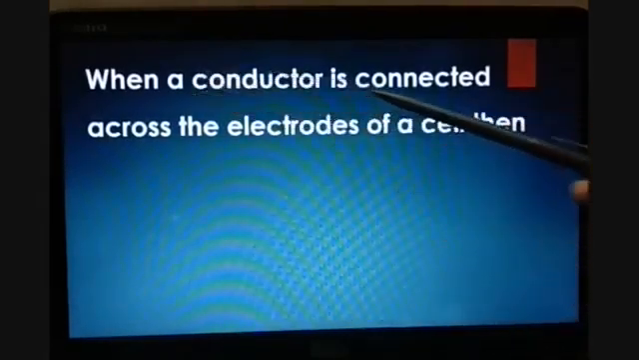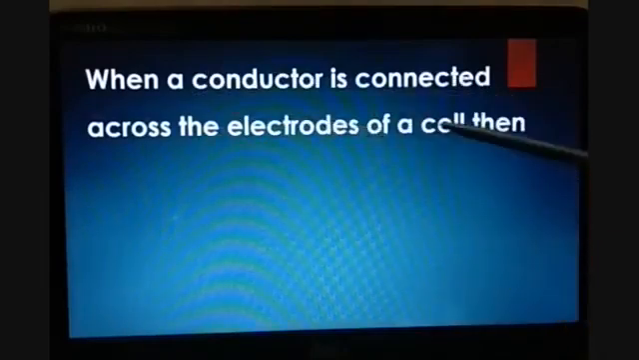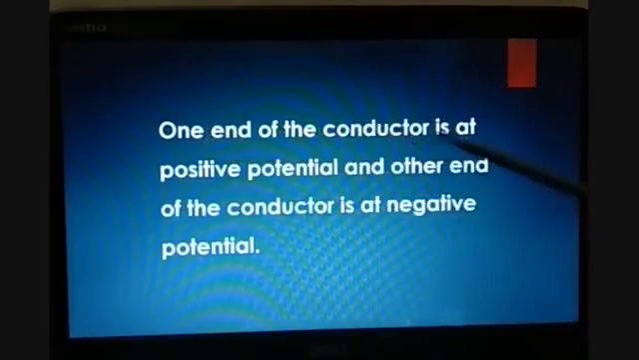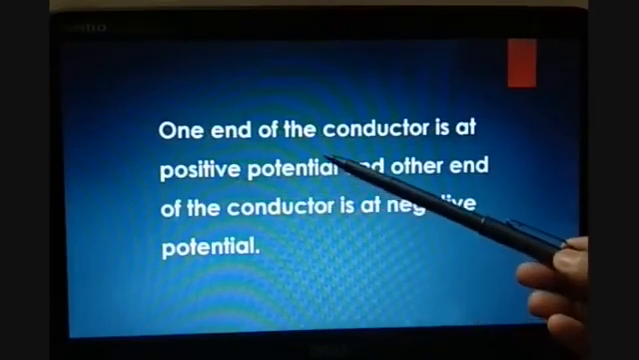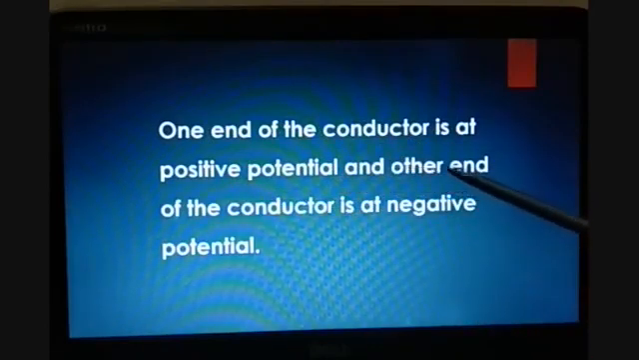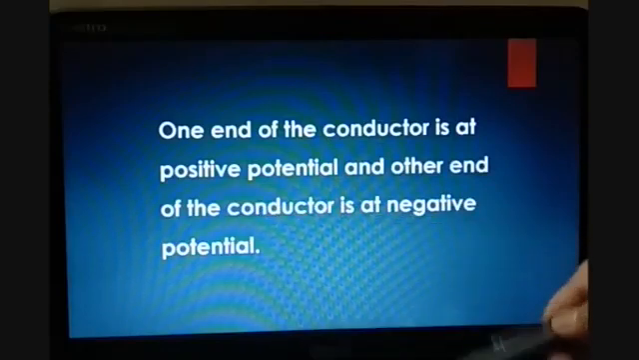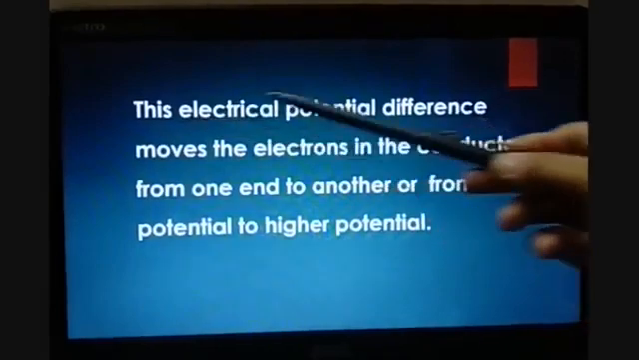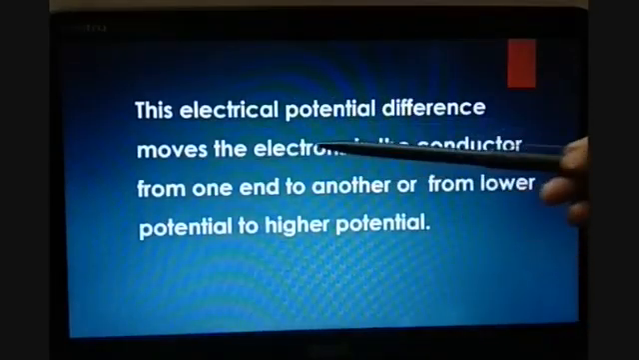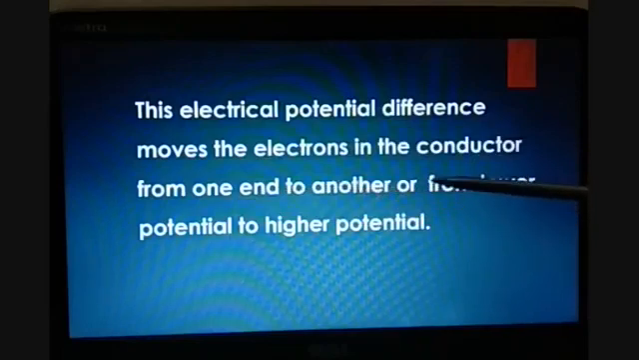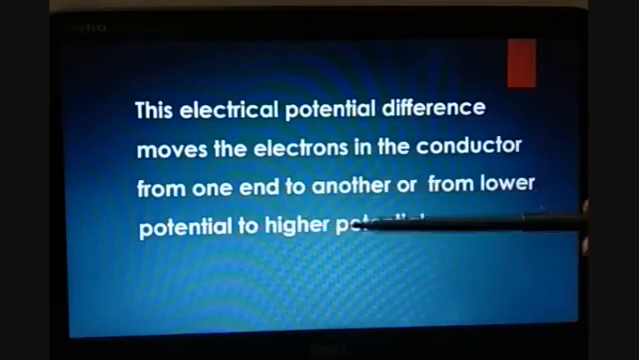When a conductor is connected across the electrodes of a cell, then one end of the conductor is at the positive or higher potential and the other end of the conductor is at the negative potential. This electric potential difference moves the electrons in the conductor from one end to another, or from lower potential to higher potential.